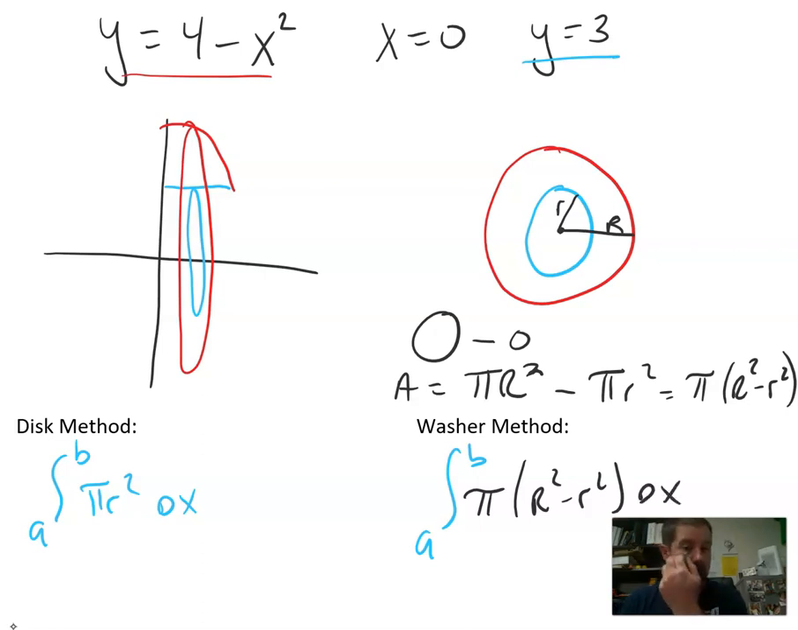Again, big R is the outside function, and little r is the inside function. Or going back, we can always think top minus the bottom, right? That's how we're finding the area between curves, and that's essentially what we're doing here. So big R is the top function, little r is the bottom function.